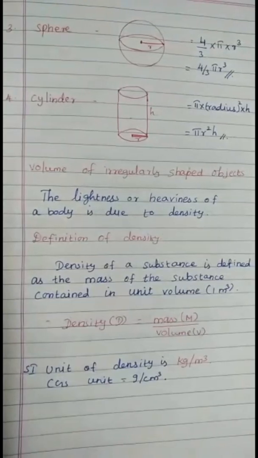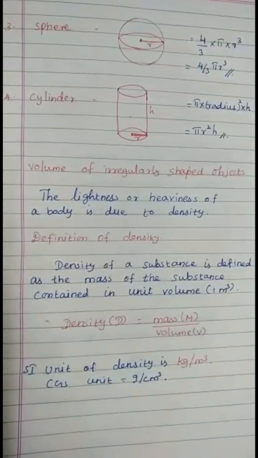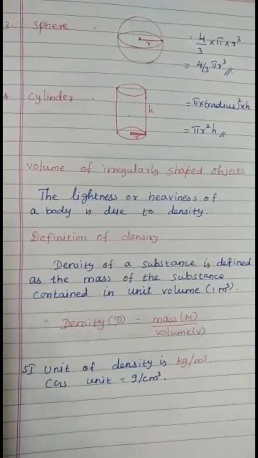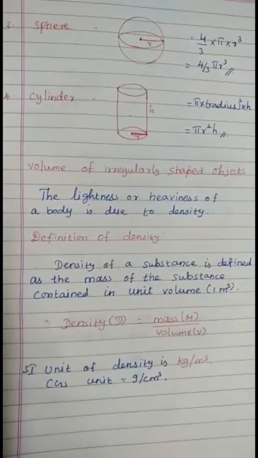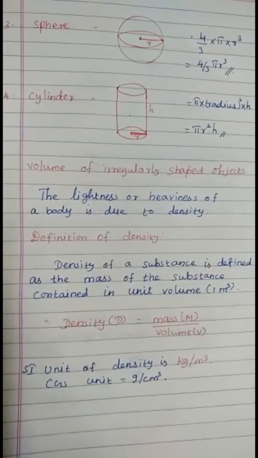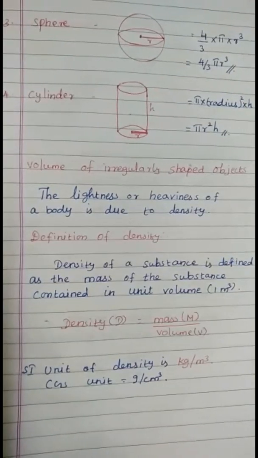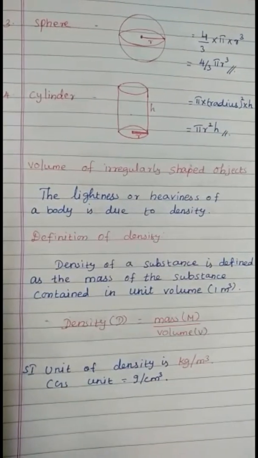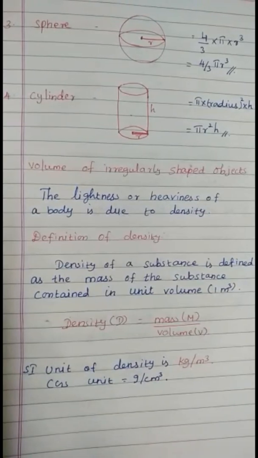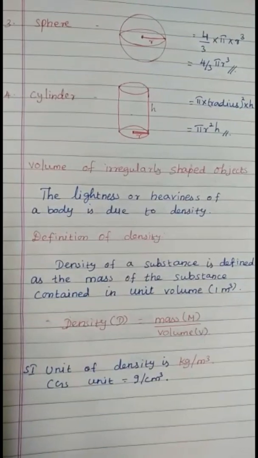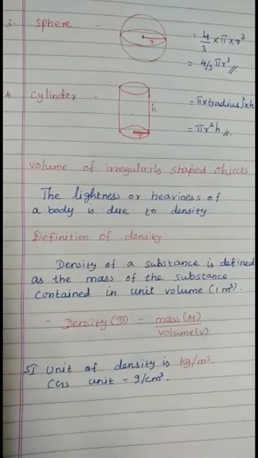Now we are going to see about density. What is density? The lightness or heaviness of a body is due to density. Let's see the definition for density. Density of a substance is defined as the mass of the substance contained in unit volume. Density formula is mass by volume. SI unit of density is kilogram per meter cube. CGS unit of density is gram per centimeter cube.